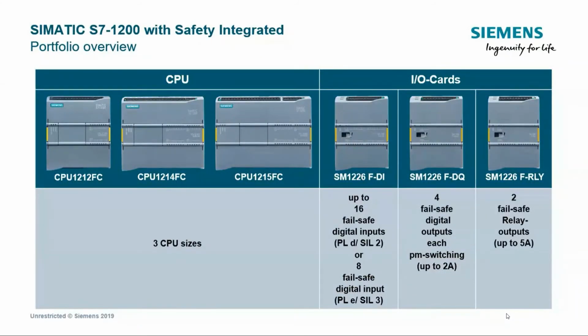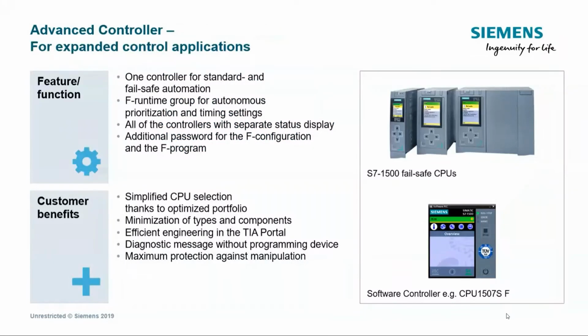So in case of the 1200, some fail-safe digital inputs and outputs are available. But again, if there is a need, most probably because it's a small system, but if required, additional fail-safe IOs can also be added over, for example, Profinet, so in a distributed IO system.